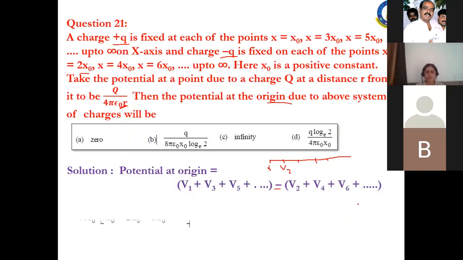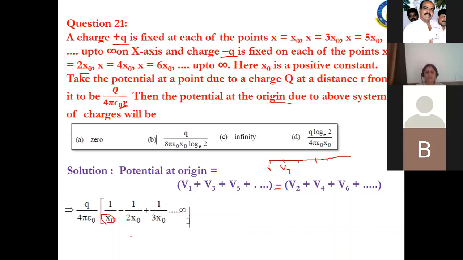So then the next step, here you can take this as q by 4 pi epsilon naught into (1 by x naught minus 1 by 2x naught plus 1 by 3x naught minus 1 by 4x naught plus 1 by 5x naught), like that up to infinity. Again here x naught also I can take out, then you will get 1 minus 1 by 2 plus 1 by 3 minus 1 by 4, like this.